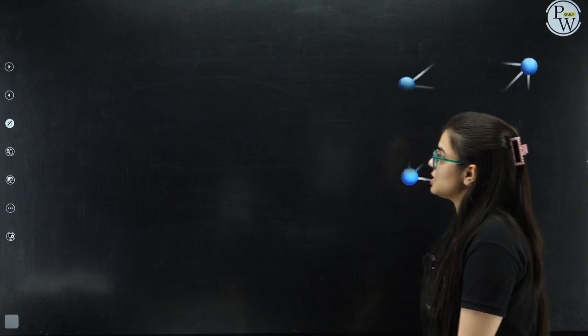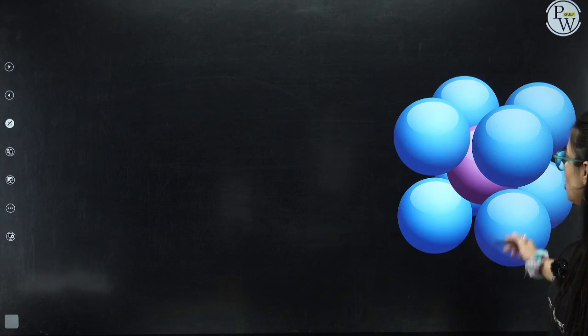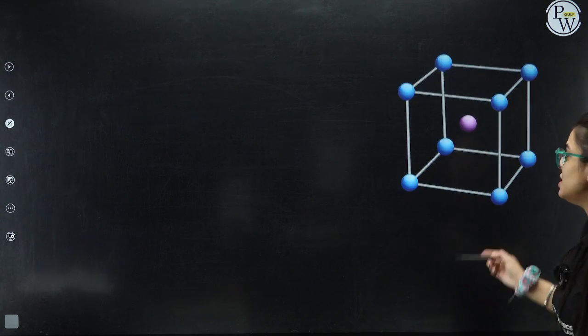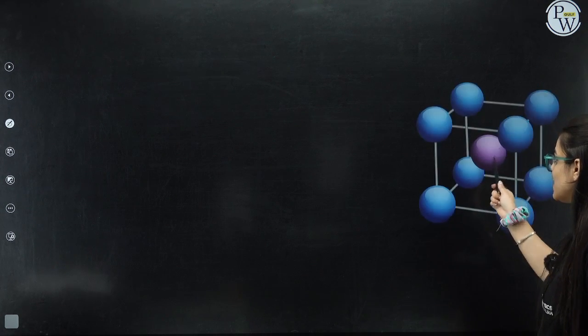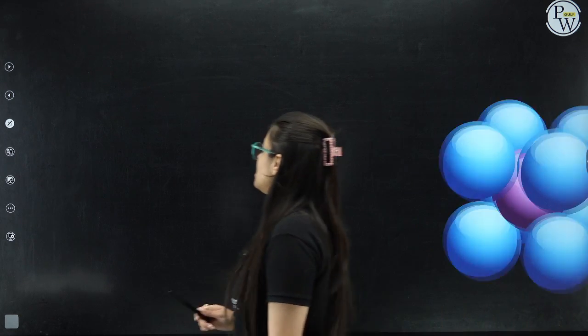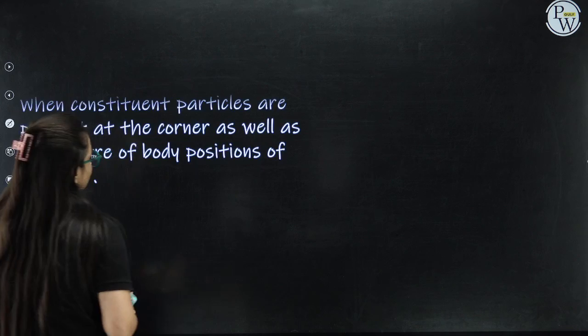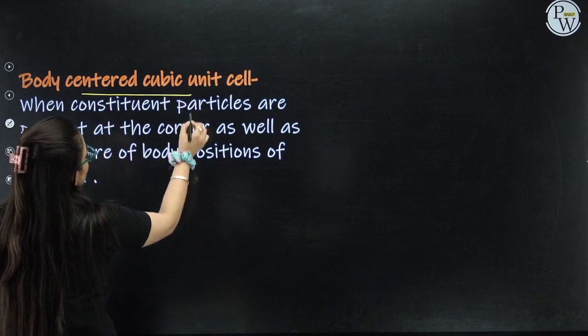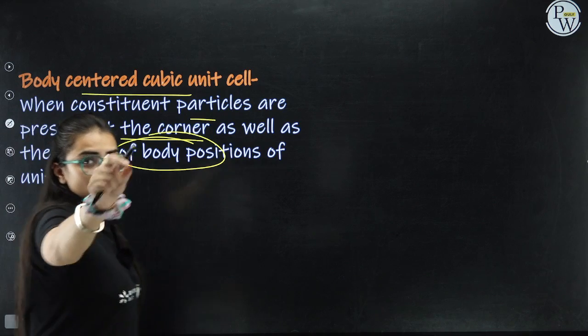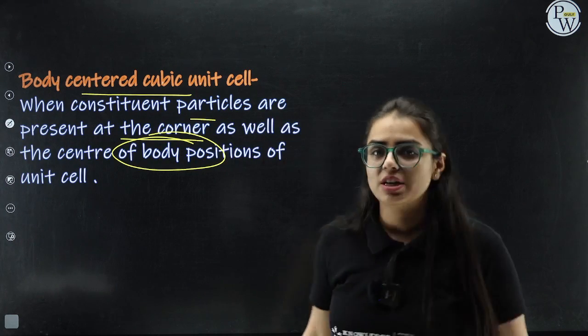Now comes your next part, that is your body-centered cubic unit cell. Now you are going to observe which one? The body-centered one. Atoms are placed at the corners as well as the body center. That is basically again a non-primitive one. Why? Because the constituent particles are present at the corners, but along with that at the body center. For example, you are standing at the center of your room, that is the body center.